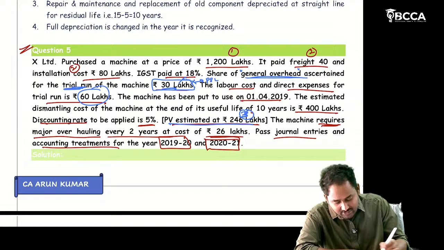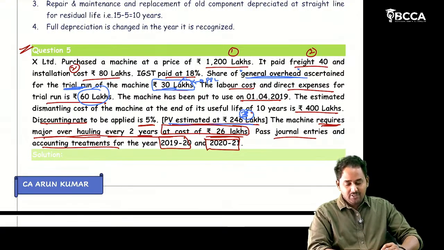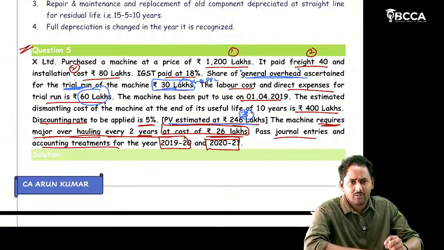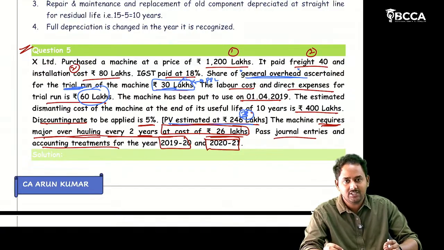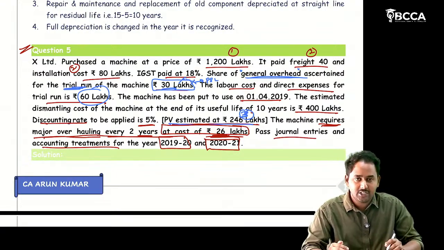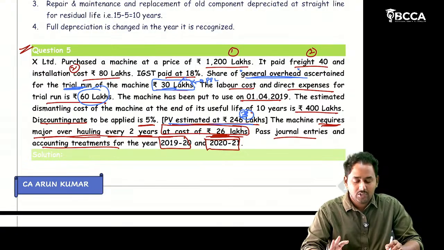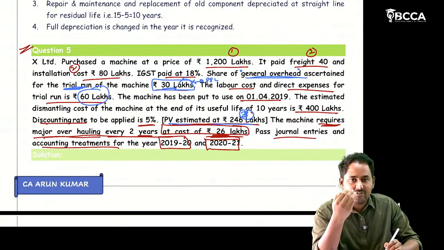The machine requires major overhauling every 2 years at a cost of 26 lakhs. In the previous example also, what happened there? Overhauling expenses are there, but initially we are not providing any separate depreciation entries for the overhauling and the remaining asset. But here we need to provide a separate depreciation entry from the beginning of the year. Sir, why are you not providing depreciation separately in question number 4? Because in that, at the date of purchase of the asset, we don't know how much cost is incurred for the overhauling expenses.